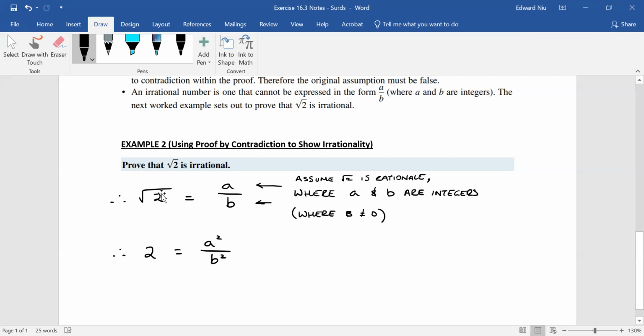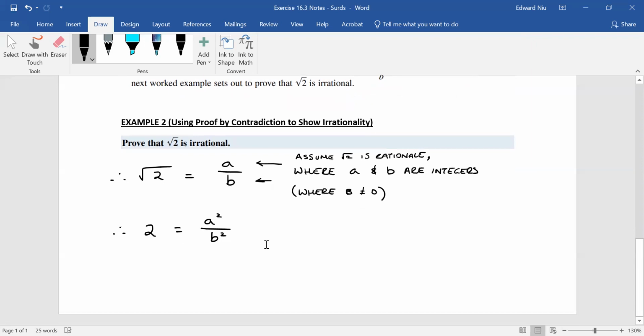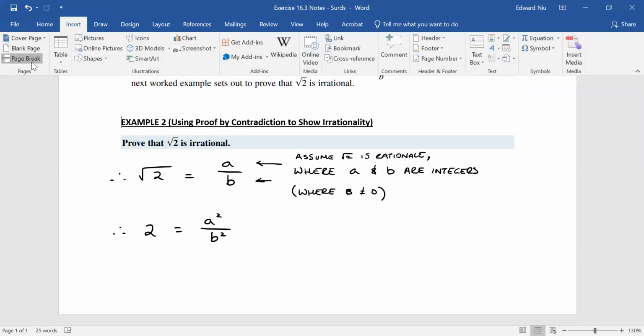And this should be equivalent if root 2 was rational. So we know it's not rational. But to prove that it's not rational, remember we're assuming it is. Confusing a little bit, but that's how we use the proof by contradiction. And so from here, let me just take this onto the next page.